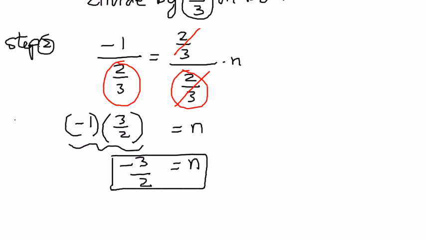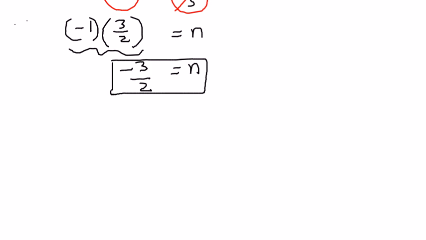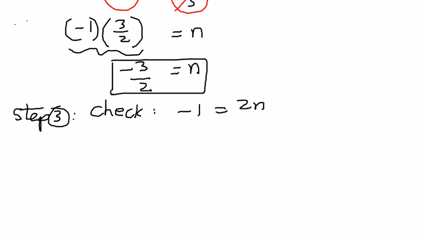This is our answer. To make sure that we are on the right track, we want to go back and check our work. We'll call that step 3. We are checking our work. We'll substitute the value of the variable n into the given expression. The given expression is -1 is equal to 2n divided by 3. -1 is equal to 2 over 3 times the value of n, which is -3 over 2, right?